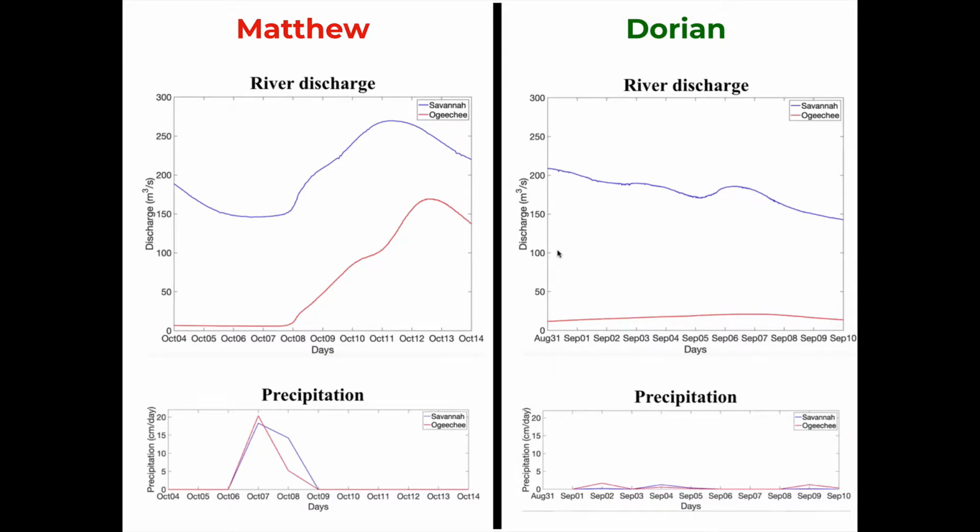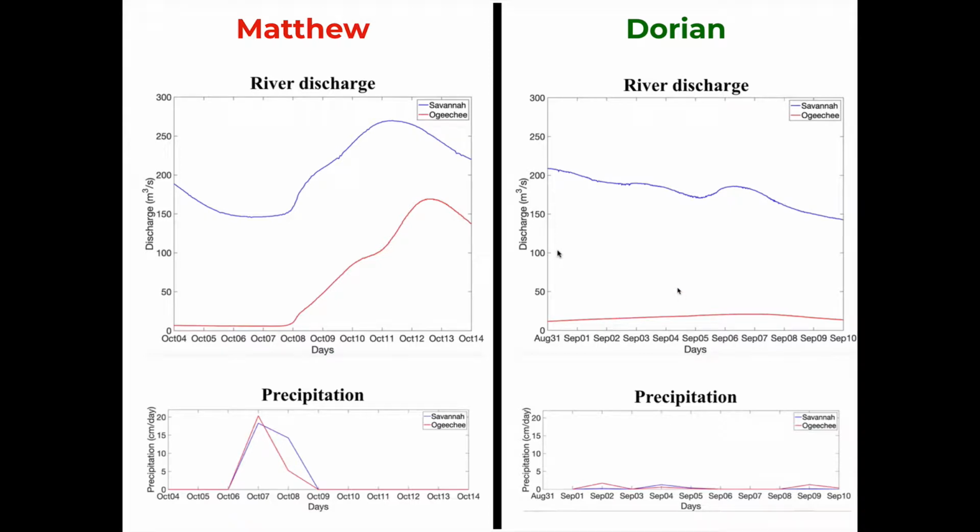What turned out to be the case is that, in particular during Matthew, there was a big storm of precipitation over the coast of Georgia. You can see it here. This is October 6 of 2016, I think. I don't remember the exact year right now. But you can see there's a peak in the precipitation, captured by gauges at both the Savannah and Ogeechee River. This precipitation had a big impact downstream in terms of river discharge, which is plotted here with the blue and the red line. Now, this type of precipitation extreme and discharge did not happen in Dorian.